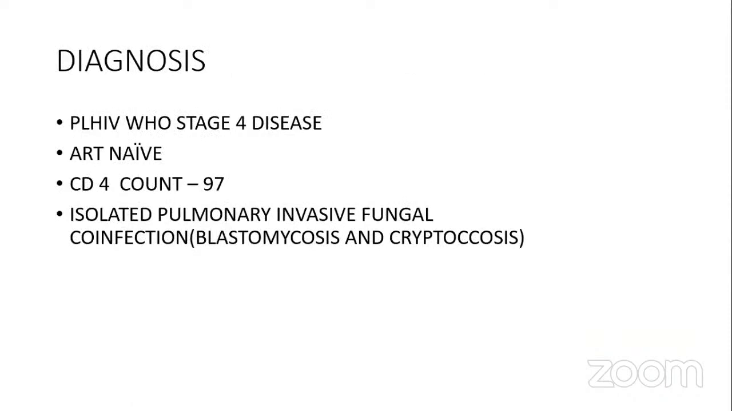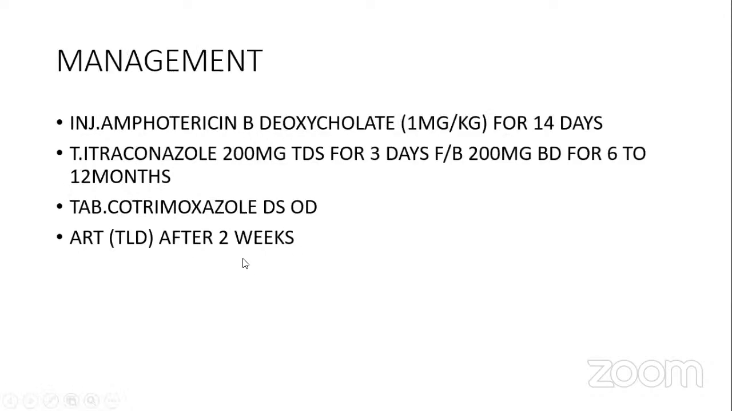The final diagnosis is a PLHIV, WHO stage 4 disease, ART naive, with CD4 count of 97 and isolated pulmonary invasive fungal co-infection, that is with Blastomyces and cryptococcosis. So how would we proceed with the treatment? We managed with injection amphotericin B deoxycholate, which was given 1 mg per kg for 14 days.